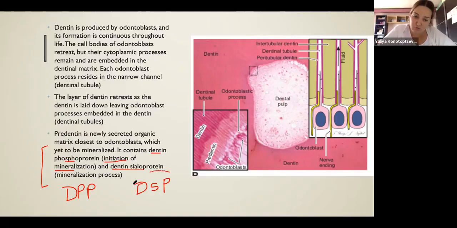This is the function of DSP. It doesn't start mineralization, it keeps it going. It makes sure that it continues throughout your life. So you're constantly making predentin and then converting it to dentin. So this is the function of DSP. This is a question in the self-control test. You may see these two proteins there in the past papers.